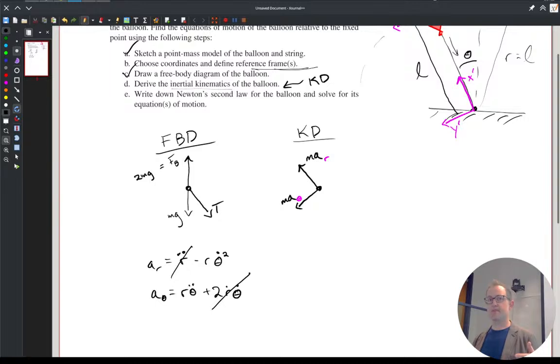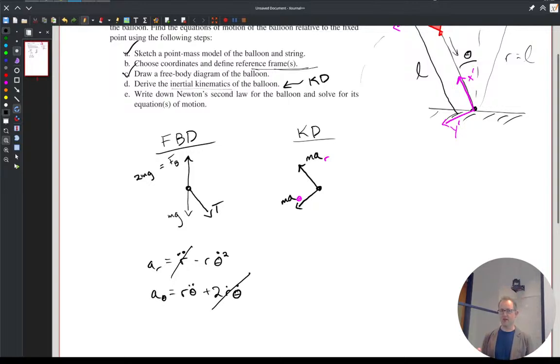2? 1. 2 or 1? How do we only have one? That's a good question. How do we know how many equations of motion we're supposed to have?